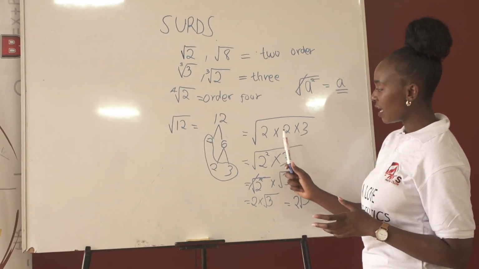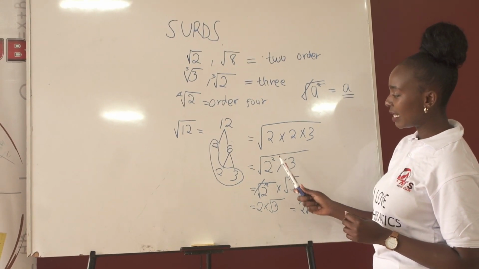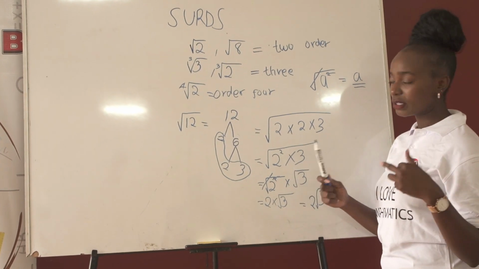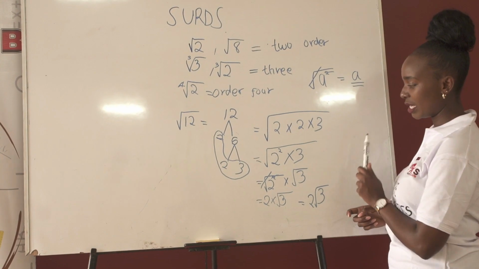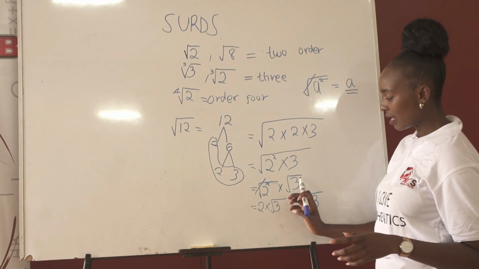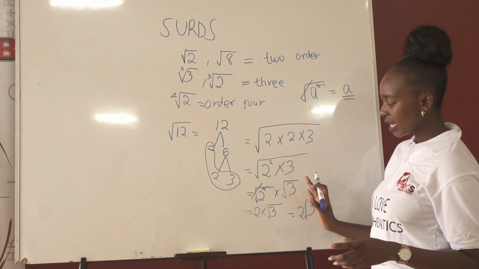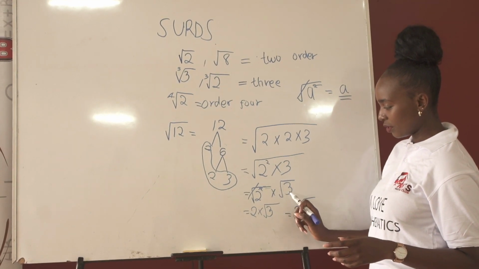So you come and write the factors, 2 times 2 times 3. Then basically now, 2 times 2 is the same as 2 to the power 2, because it's 2 times. So that is 2 to the power 2 times 3. Then you come and separate them, each of them to have their square root sign. You separate them outside, so that this becomes the square root of 2 to the power 2 times root of 3.